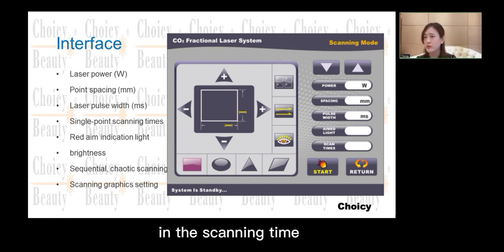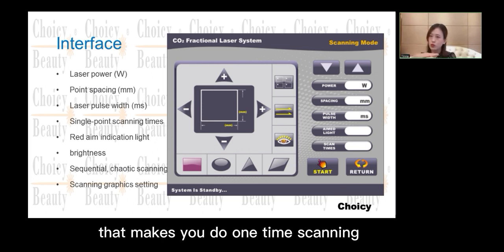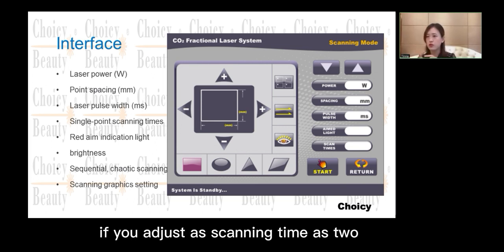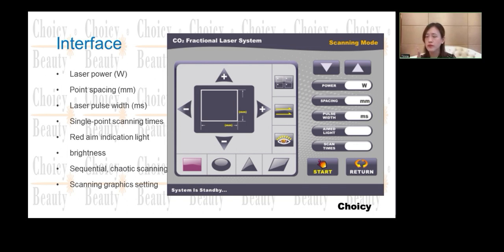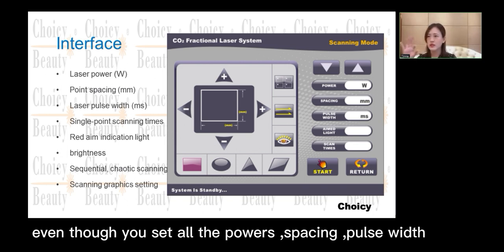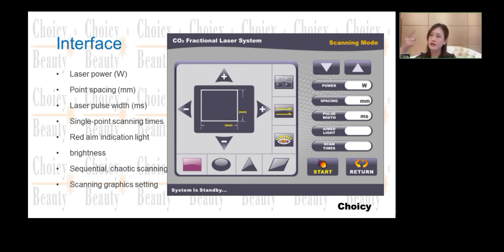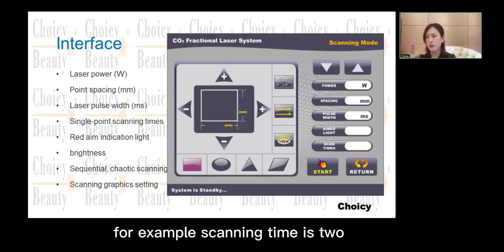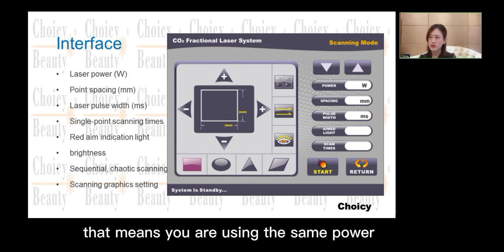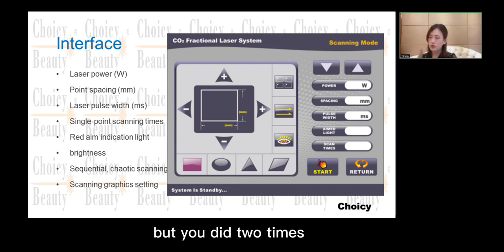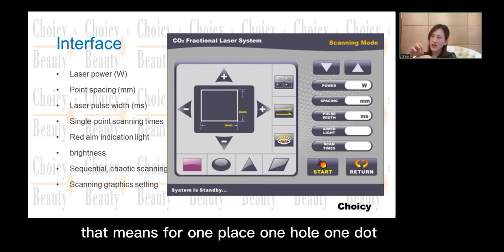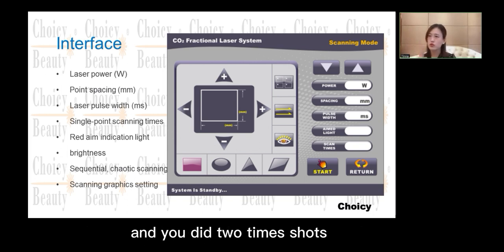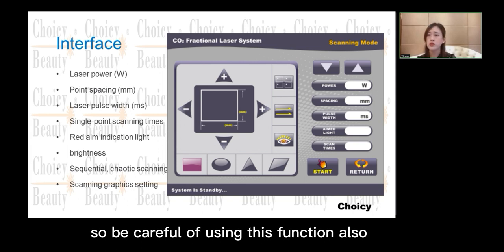And the scanning time means how many times you scan. If you set the scanning time as 2, even though you set the power, spacing, and pulse width, it uses the same power, same spacing, same pulse width, but does it 2 times. That means for one hole, one dot, you did 2 shots, so the energy is double. So be careful using this function also.